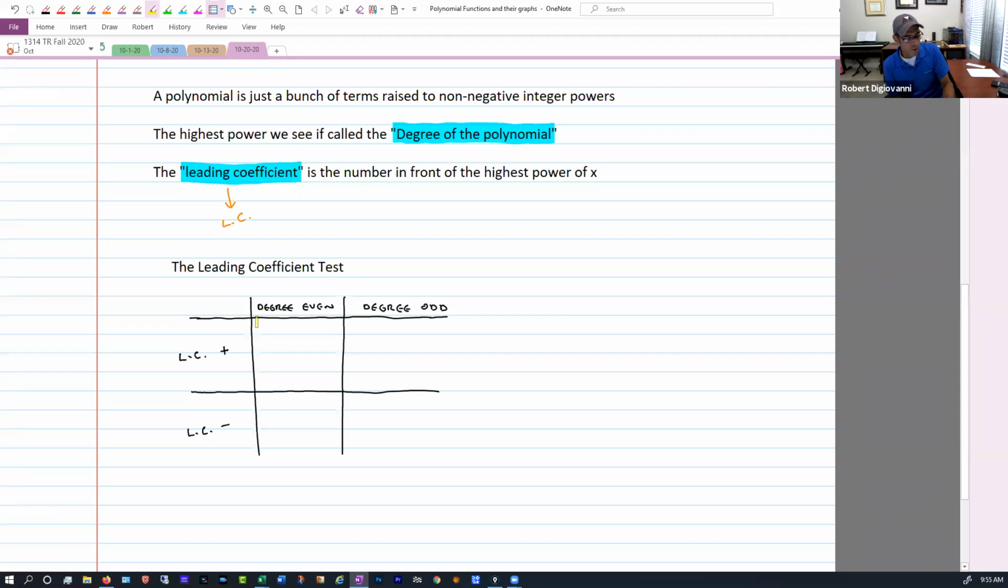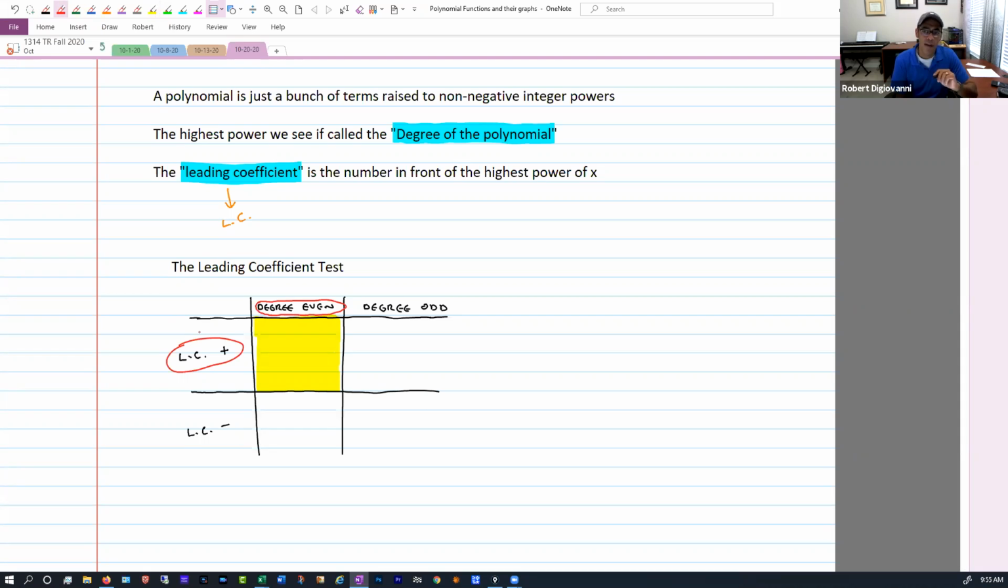So let's talk about what would happen in this scenario. The way this table works is you look into this box. This box would mean that we have a degree that's even and a leading coefficient that's positive. Does that make sense? If you're looking in that yellow box, it's an even degree and a positive leading coefficient.